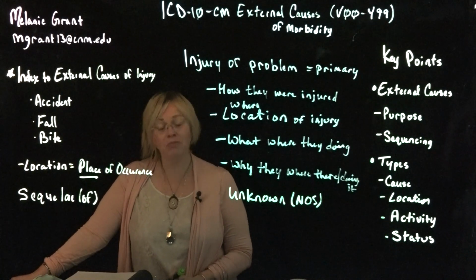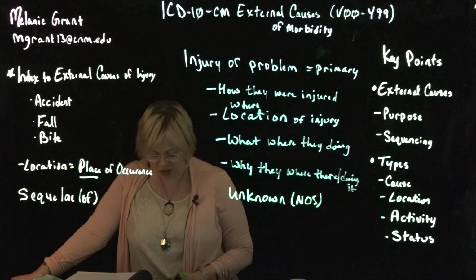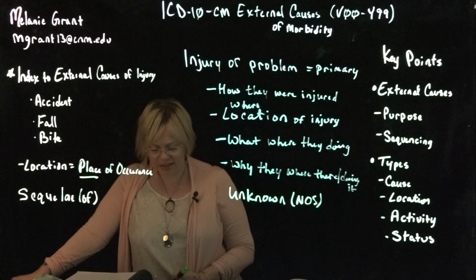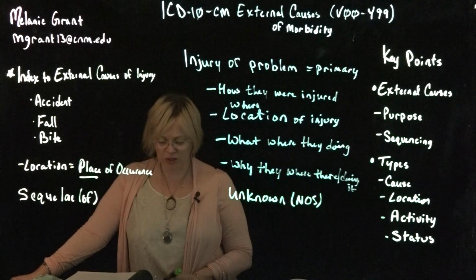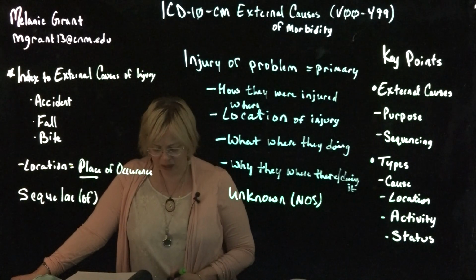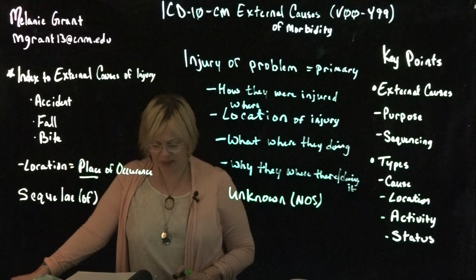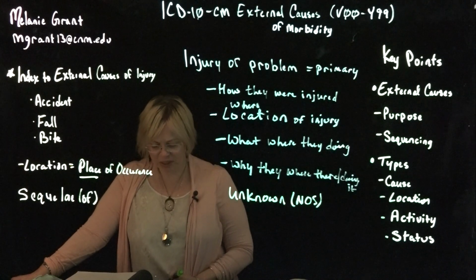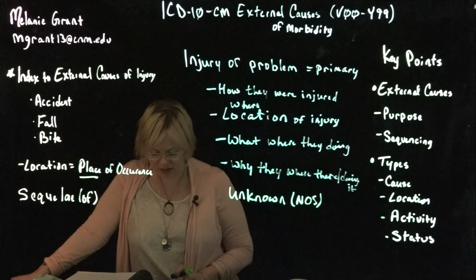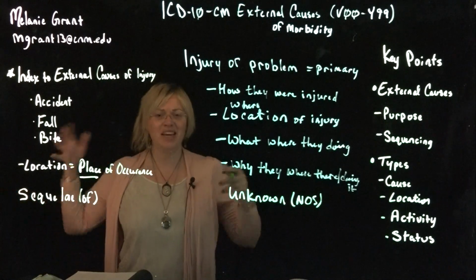If there's complications in medical and surgical care, misadventures to patients during surgical and medical care, medical devices associated with adverse incidences and diagnostic and therapeutic use, so if a device is causing them injury, surgical and other medical procedures as the cause of an abnormal reaction or later complication without the mention of it being a misadventure at the time. And then you have just your supplementary factors that cause of morbidity classified elsewhere. So there's a lot of blocks here. Anybody's head just kind of swim.